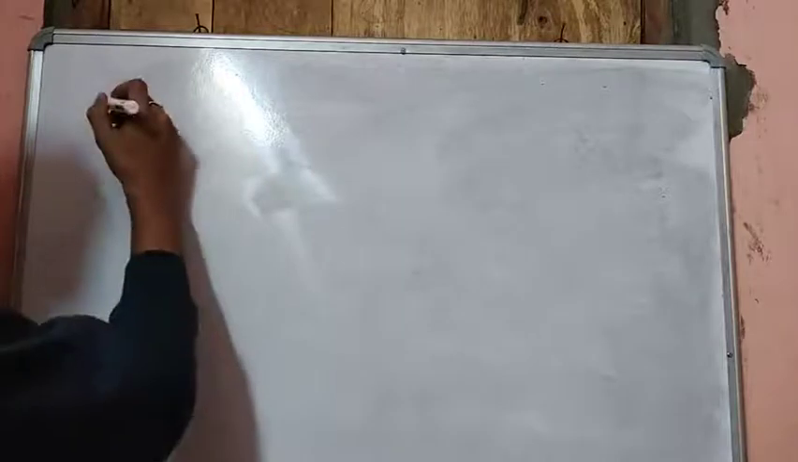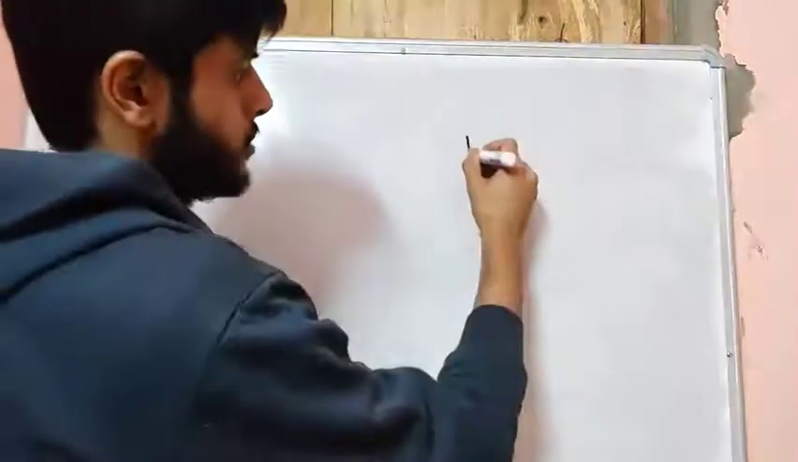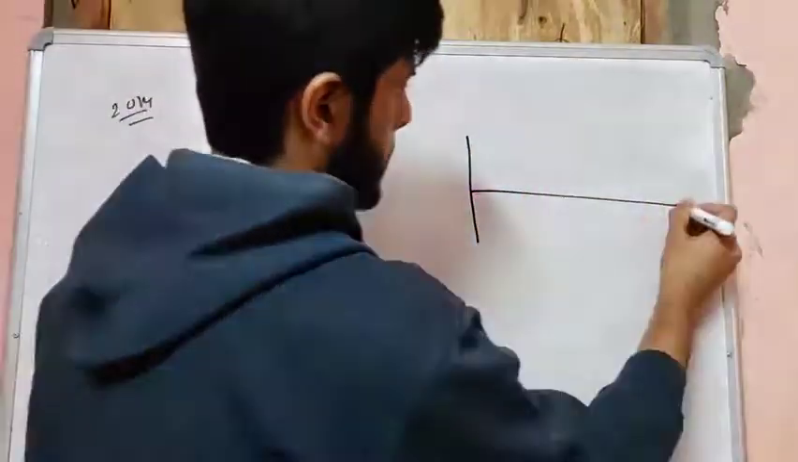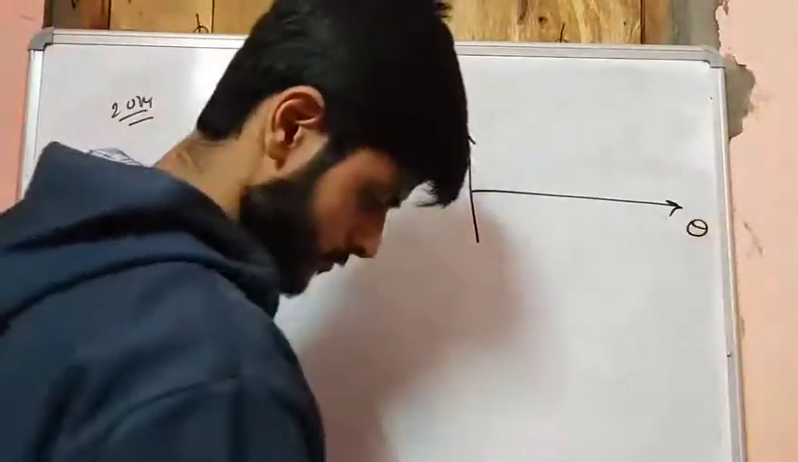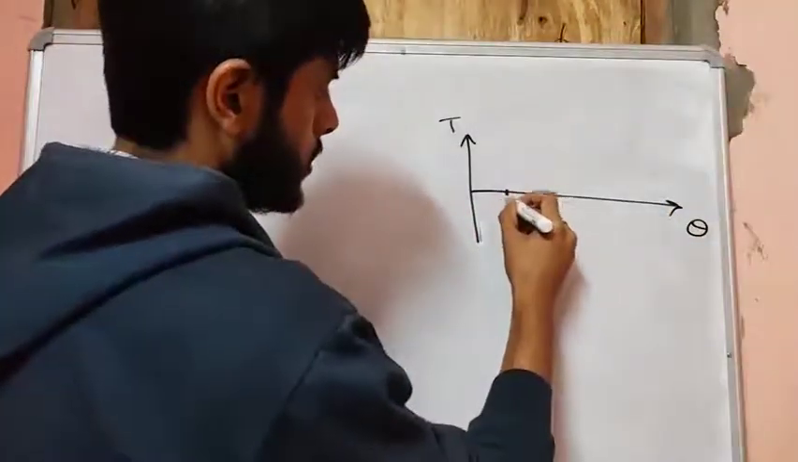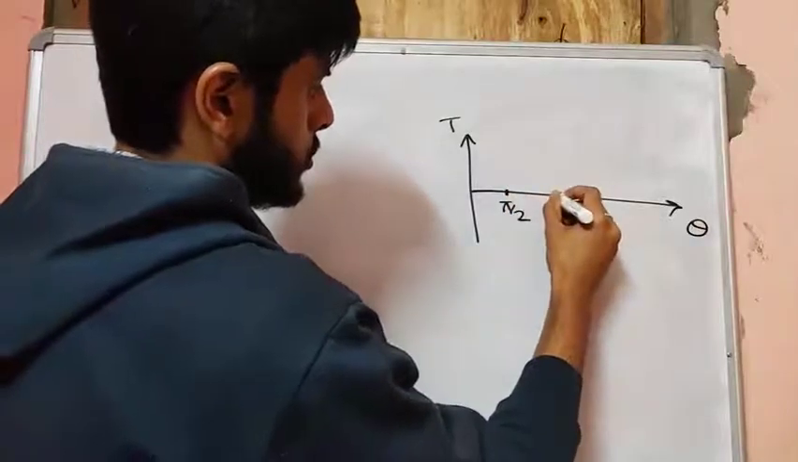So let's try to solve another problem. We have this problem from GATE 2014. The turning moment diagram of the flywheel is given in the question. So this is the turning moment diagram. This is pi by 2. This is pi.